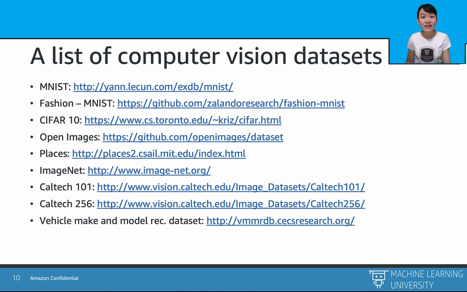So here are the links of the computer vision datasets that are introduced here and widely used in academia. Go ahead and check them out.